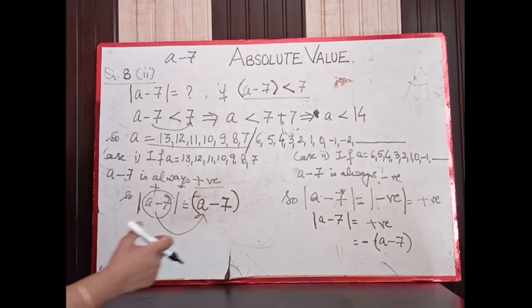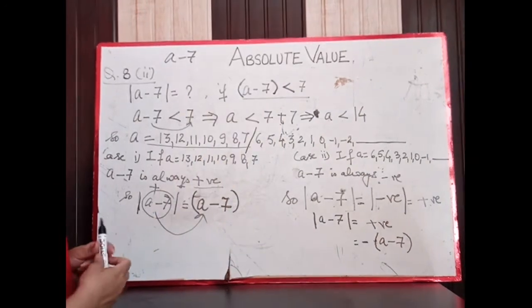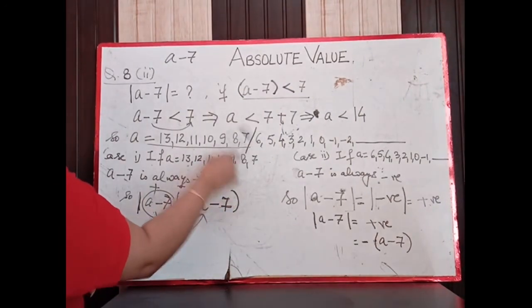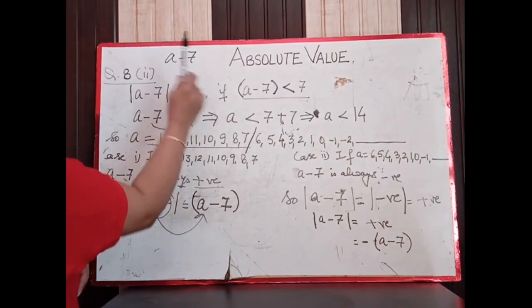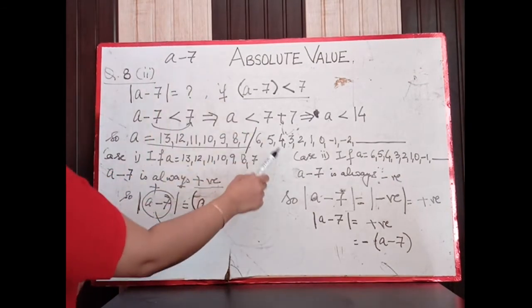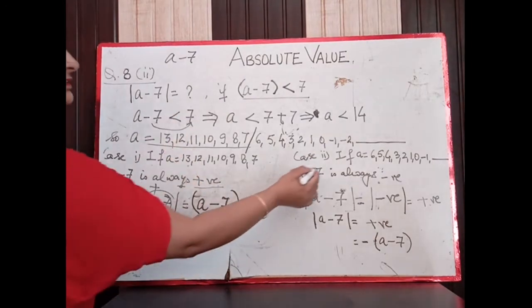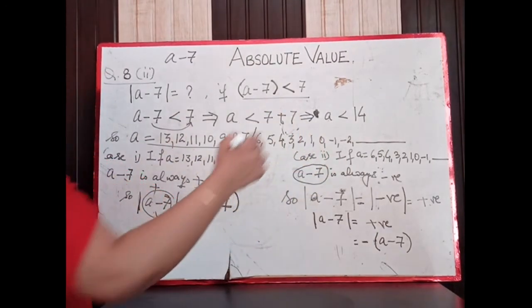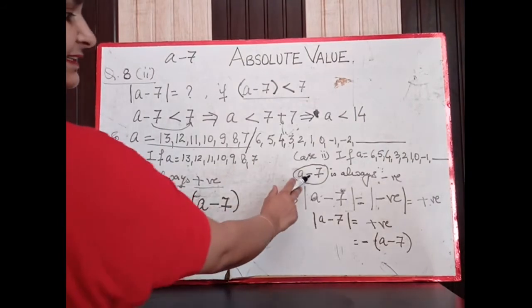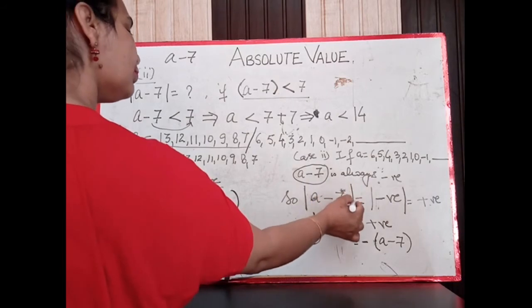Let's go to the second part. If a is equal to 6, 5, 4, 3, 2, 1 up to infinity, in all these cases, for a equal to 6, 6 minus 7, minus 1. 5, 5 minus 7, minus 2. So in all these cases, we will get a negative value every time. That means a minus 7 is always a negative value, and we have to find the mode of a negative value.